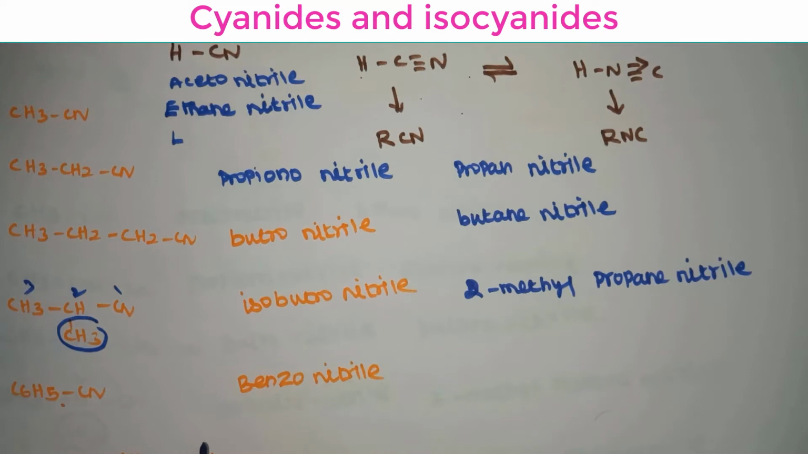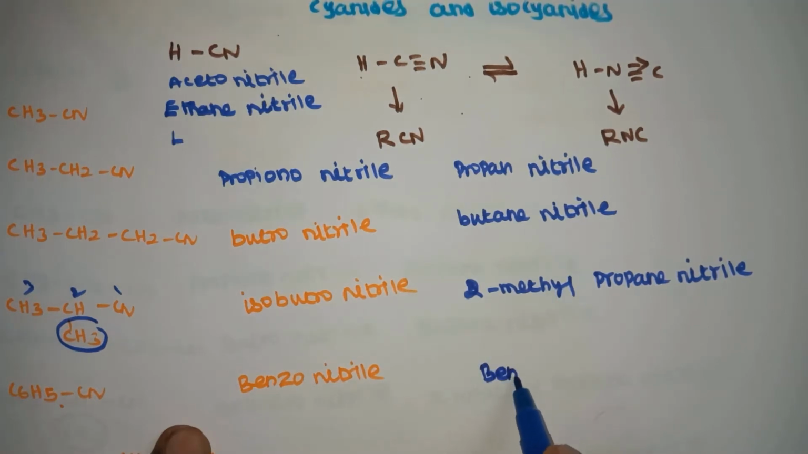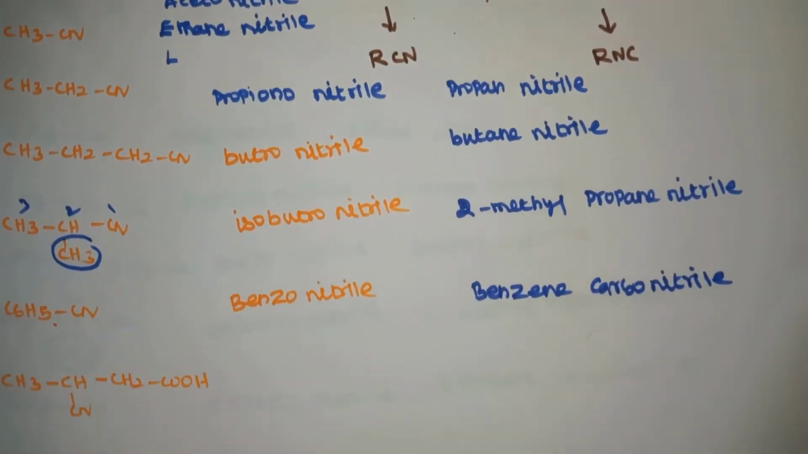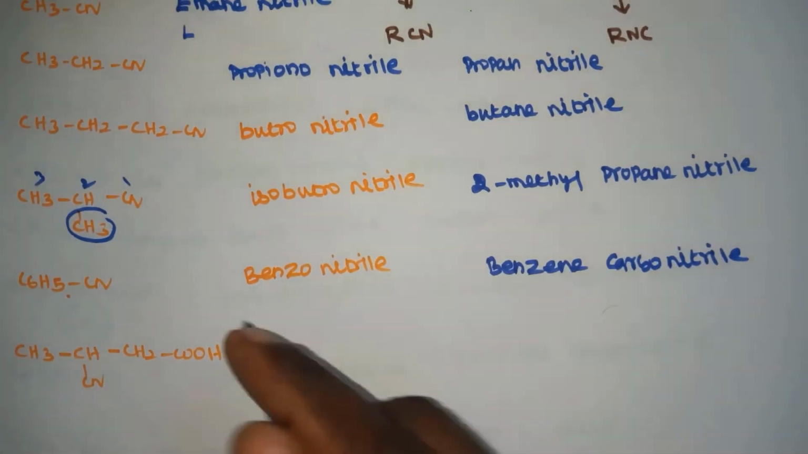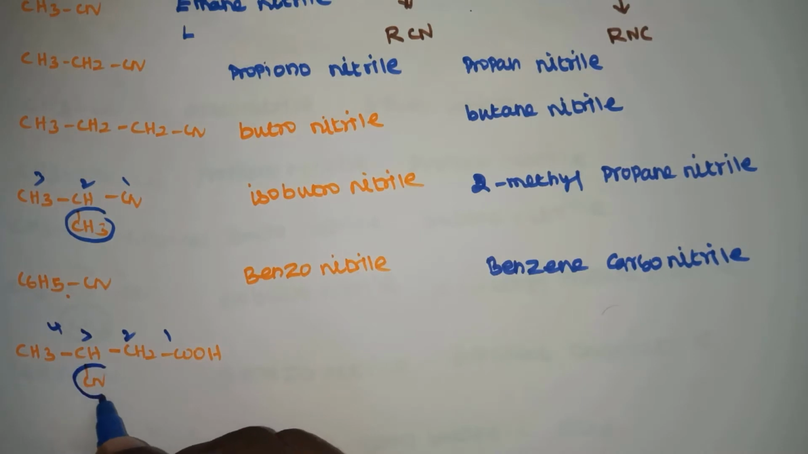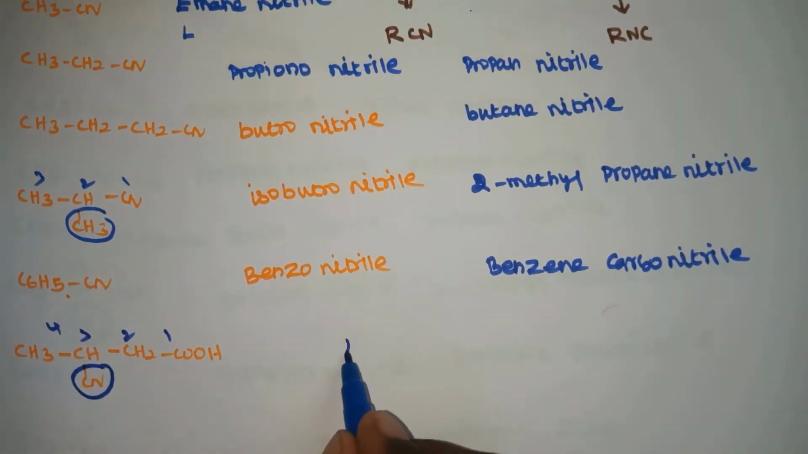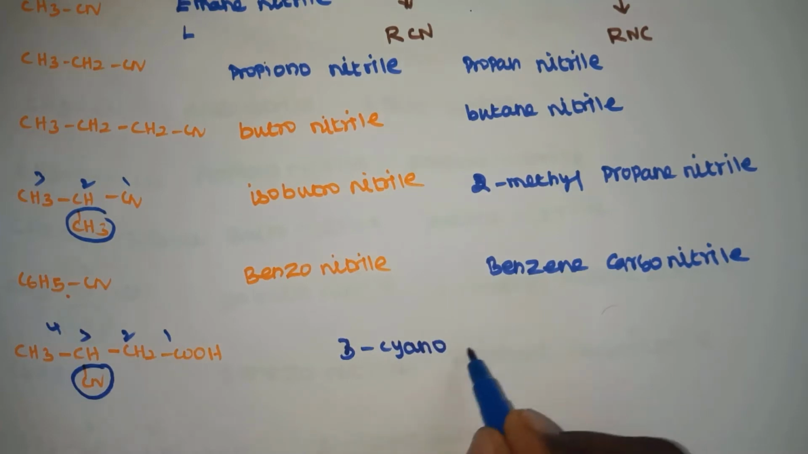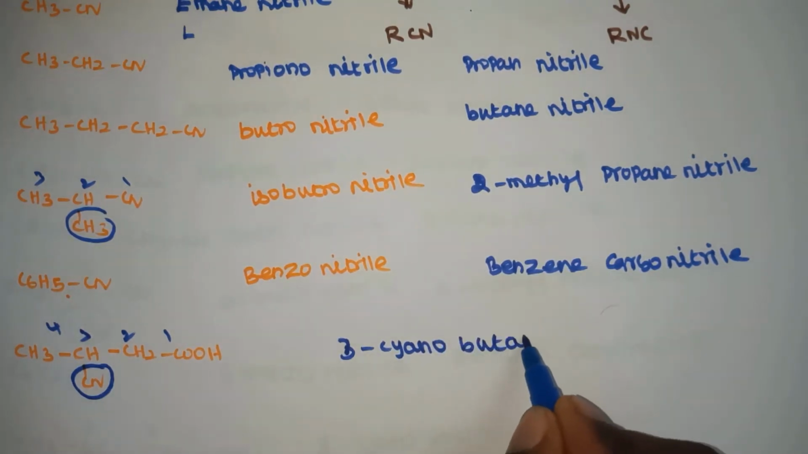Next one, benzene carbonitrile. Last one, 1, 2, 3, 4 carbons are present, and on the third carbon a cyanide group is present. So 3-cyanobutanoic acid.